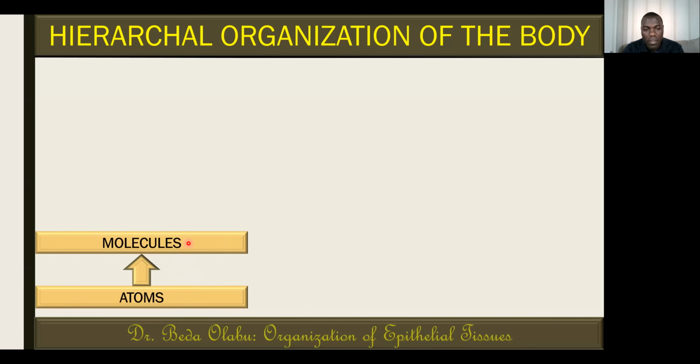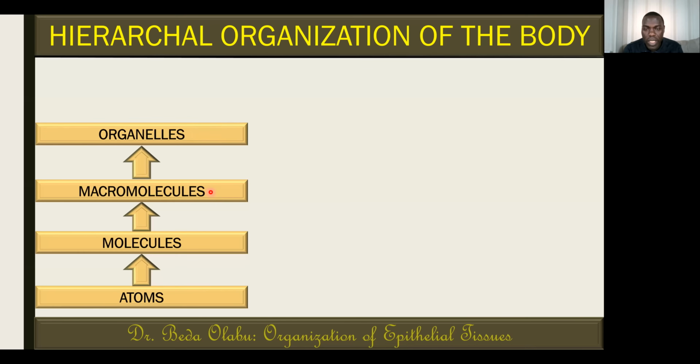When molecules combine, they form macromolecules. The macromolecules that build up our bodies are about 4: carbohydrates, lipids, proteins, and nucleic acids. So they are bigger molecules. That's why we call them macromolecules. Remember those 4 macromolecules. When macromolecules combine, they're the ones that constitute organelles. And again, you know examples of organelles. When organelles combine, they form the cell.